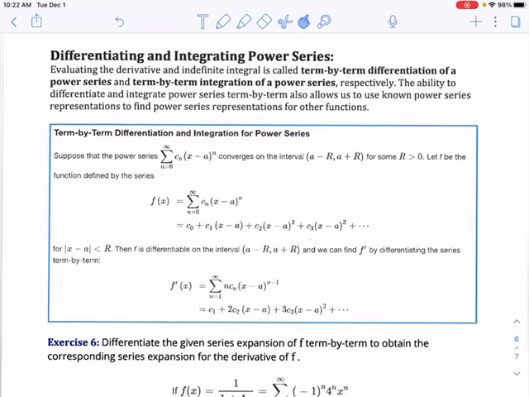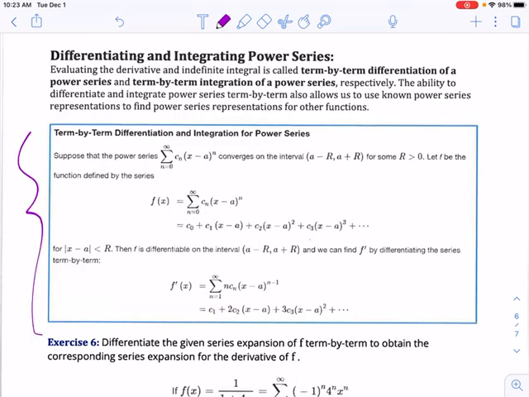In this video, we are going to take a look at differentiating and integrating power series. Yay, we're finally getting into some calculus with this stuff now. So, power series can be differentiated or integrated term by term, just like we would differentiate or integrate a polynomial function term by term. And that's what it is telling us in this box here.